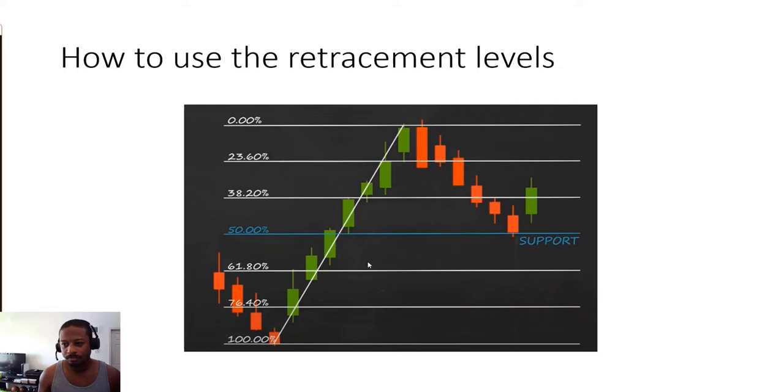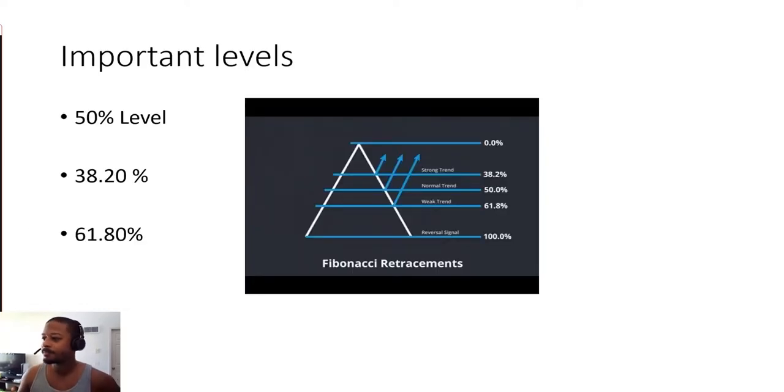You'll see how all this plays out. It's pretty neat. All right. But yeah, once you've got the confirmation that support has been established here, then you can go ahead and enter your trade. All right. That's how you use the retracement level. You plot from the highest point to the lowest point, look at your levels, pick which ones you want to be levels of support and resistance, and enter your trade. All right. Again, like I said, important levels to remember are these right here.